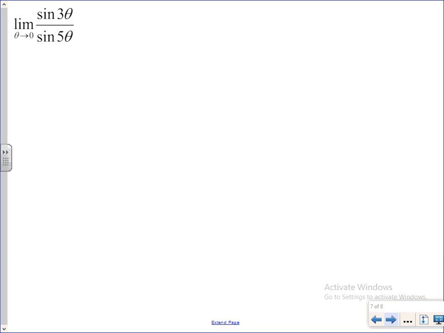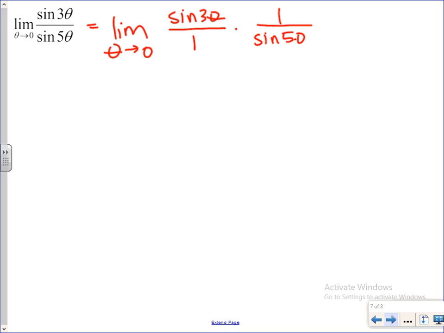We could break it up like 1 over sine of 5 theta times sine of 3 theta over 1. So kind of write it as 2 separate fractions. Kind of like this? Yeah. Okay, I like that. Kind of 2 different thoughts here.